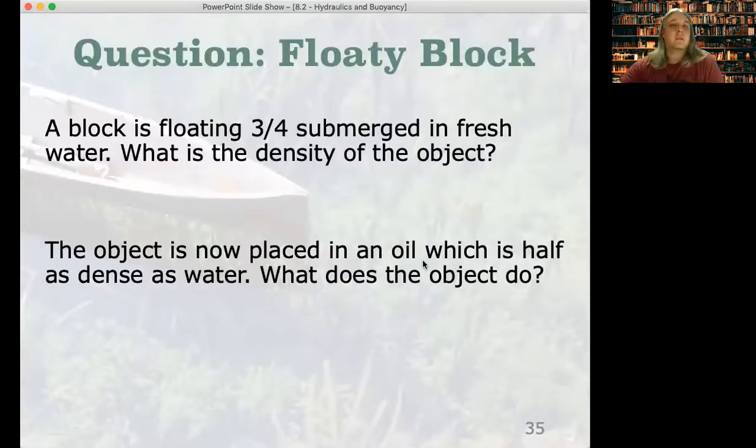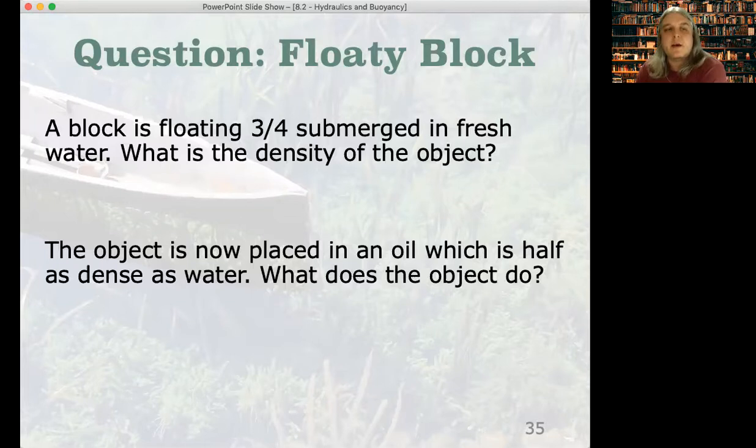Right, next question. I believe this is the last one, but I can't be certain. Question is floaty block. We have a block that is floating 3/4 submerged in fresh water. What is the density of the object? So this time we haven't been given any volumes, we haven't been given any densities. We've been told fresh water, so actually we have been given one. Indirectly, we've been given the density of the liquid as 1.00 times 10 to the 3 kilograms per cubic meter. And we're asked, what is the density of the object?